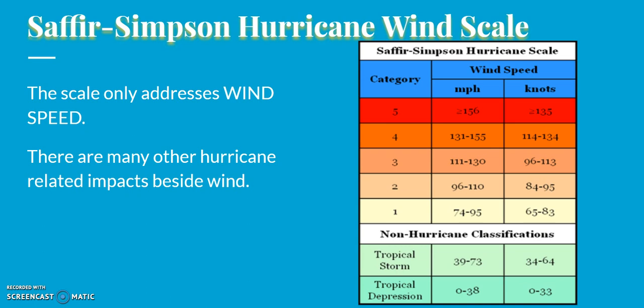Okay, so now we need to talk about the Saffir-Simpson hurricane wind scale. When they classify tropical cyclones, they are classifying them based on sustained winds only. They are not classifying them according to their air pressure. They're not classifying them as far as how big they are, from one side of the storm to the other. They are only classifying sustained winds.